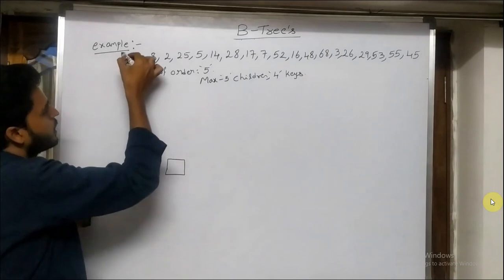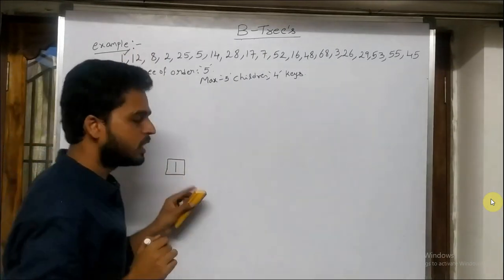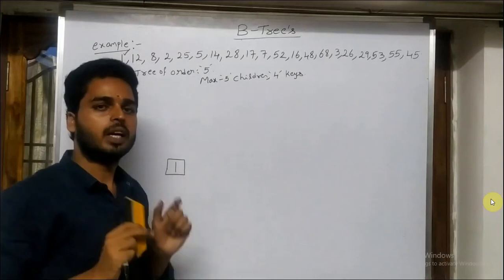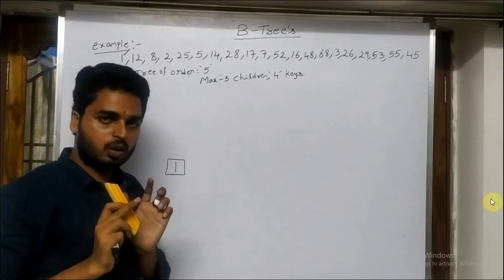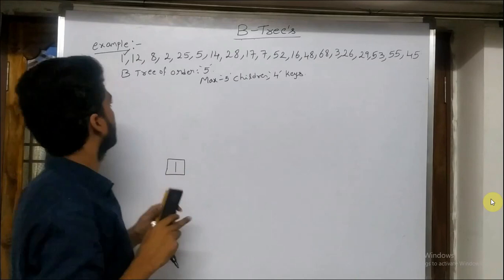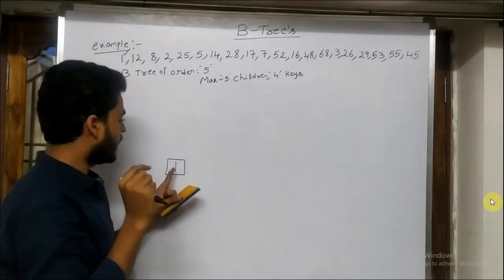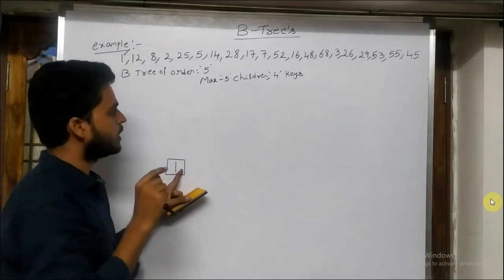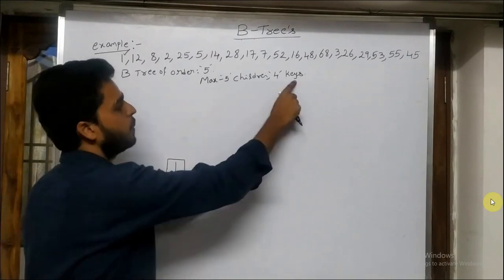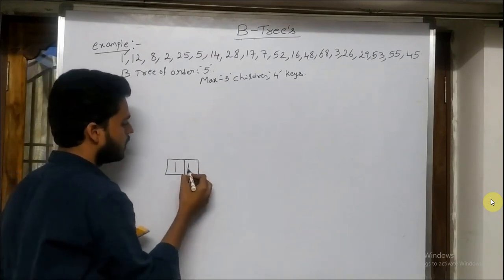First, what we are going to do is we are going to create a node, and I am going to insert the value 1. Why have I created this value 1 here? As there is only one leaf node, I have directly created that node. Then I am going to insert 12. Can I insert 12 directly here? Yes, I can directly insert because there is only one leaf node and it can allow maximum 4 keys, and I will insert my 12 in sorted order in this leaf node.